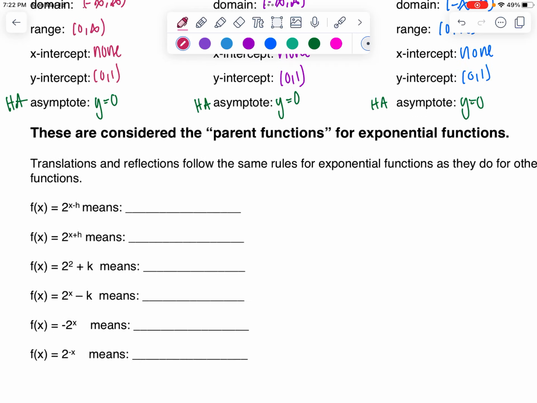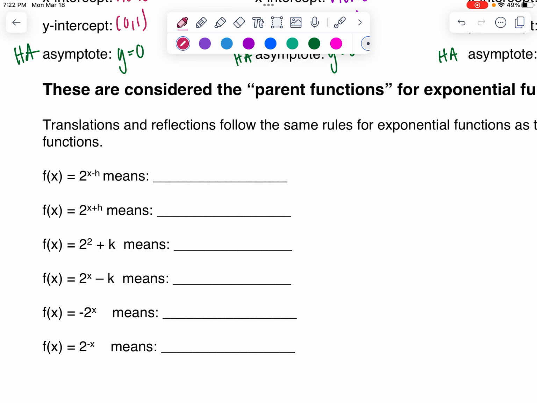So if I was looking at f of x equals 2 to the power of x minus h, this is going to be going right h. If I have x plus h, we're going left h. If I have 2 to the x plus k, we're going to go up k. If I have minus k, we're going down k.